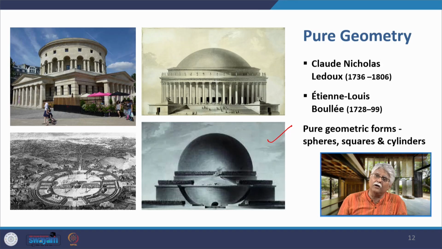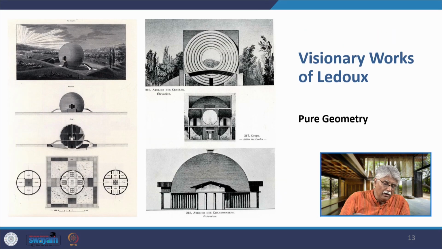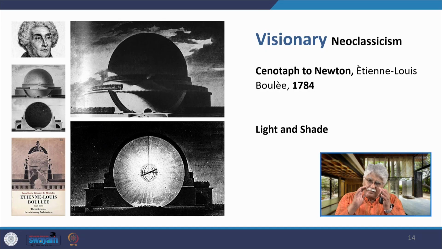This is called the Cenotaph to Newton. First of all, these are some of the pure geometrical works of Claude Nicolas Ledoux. There is the Cooper's workshop. Coopers are those who manufacture beer barrels. So he takes the beer barrel itself and puts it on the x axis and the y axis, and he makes these two beer barrel cylinders interpenetrating each other. Then he goes in for pure spheres. He envisions this entire building as a pure sphere. And then it was Boullée who also envisioned a pure sphere when he thought of a cenotaph to Newton.